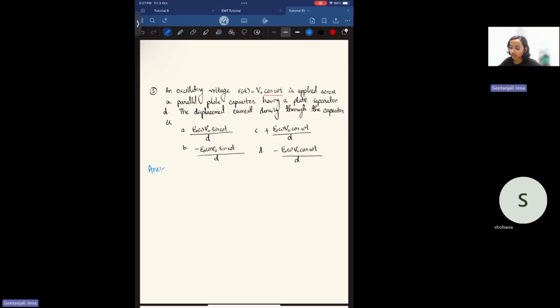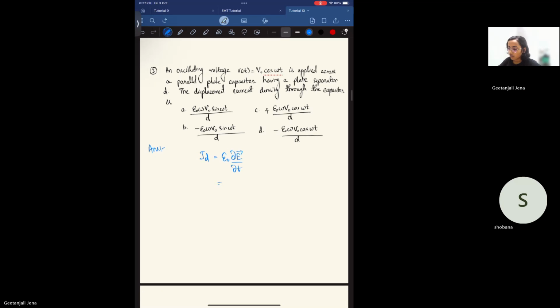This is also straightforward. You just need to recall the expression for the displacement current density. And this we have seen in our introduction part. So J_D, you can write it as epsilon naught dou E by dou t. Or in terms of voltage, you can write this as epsilon naught, E is V by d, so this is dou V by dou t.